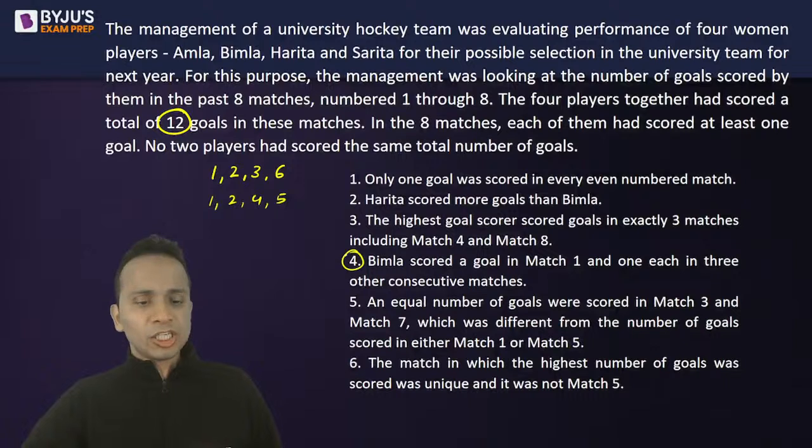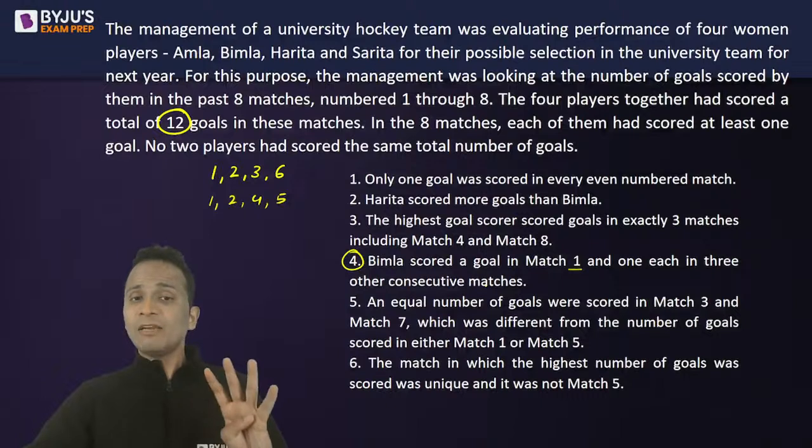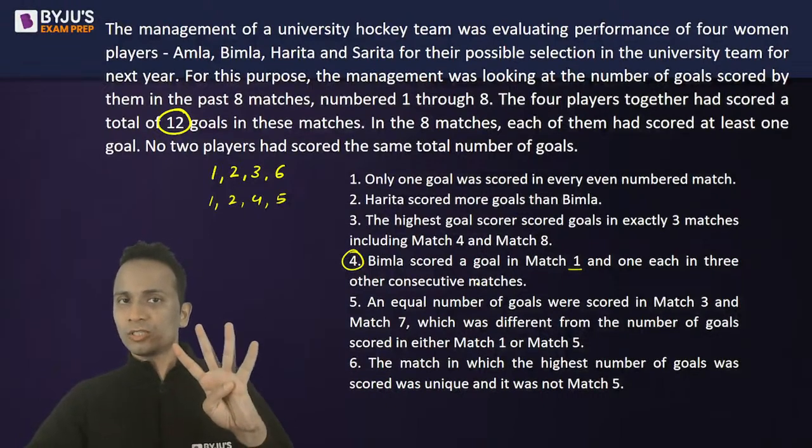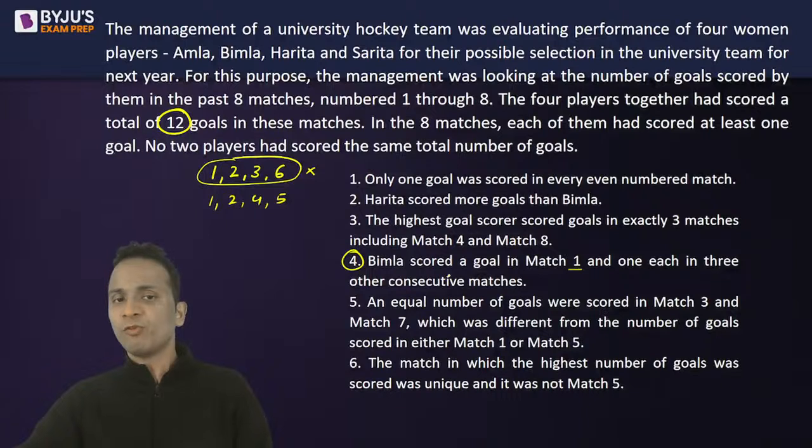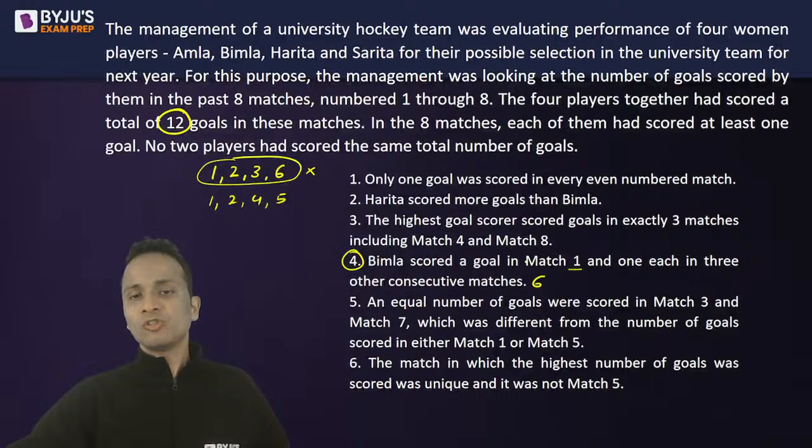Now, as mentioned by one of the students, looking at statement number 4, Bimla scored a goal in match number 1 and one each in 3 consecutive matches. That means Bimla has scored 4 goals. Here we don't have exactly 4 goals, right? It may be possible that Bimla would have scored more than 4 goals. So Bimla will score 6 goals if I consider this possibility. But it is also given that Harita scored more goals than Bimla.